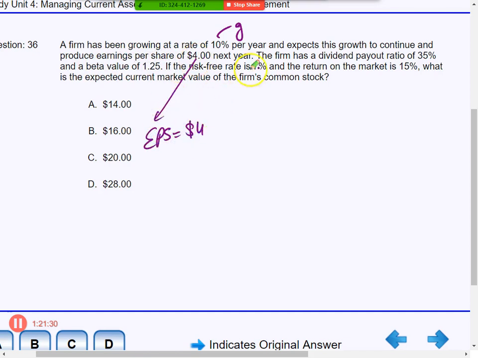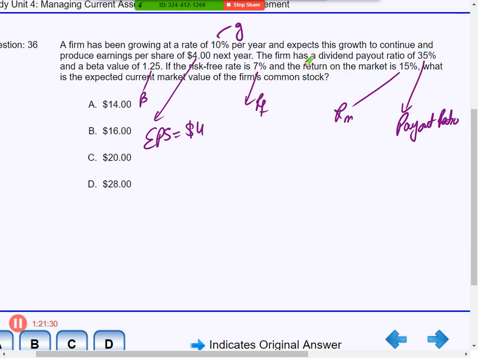Amazing, beautiful question. The firm has a dividend payout ratio of 35. If the company earns 100, 35 is paid out as dividend. This is what you call the payout ratio. Out of 100, 35 is paid as dividends, which is called the payout ratio. And beta is 1.25, fine. Risk-free rate is 7%, good. And the return on the market is 15%, fine. What is the expected current market value of the firm's common stock?